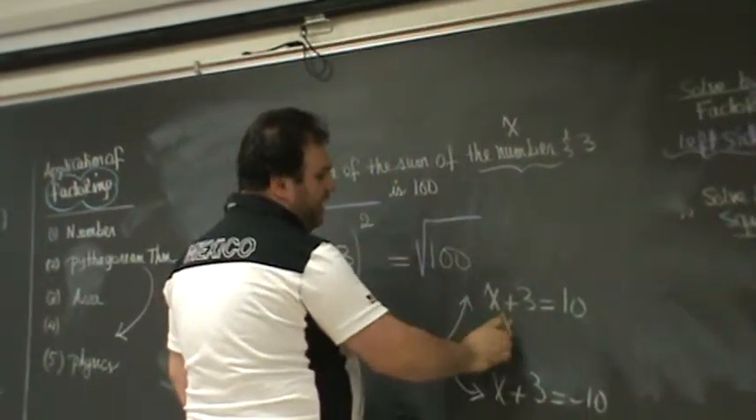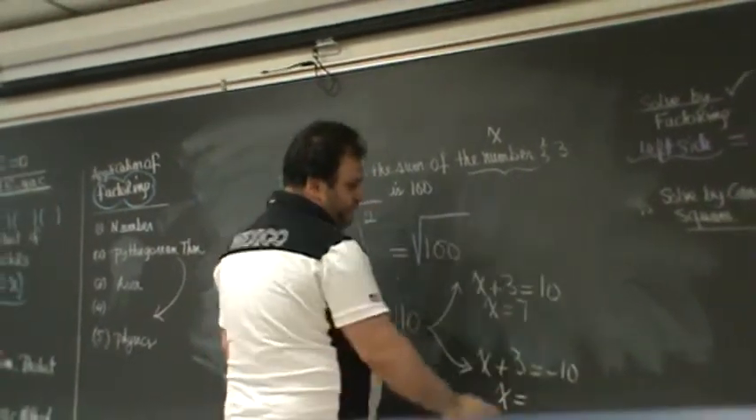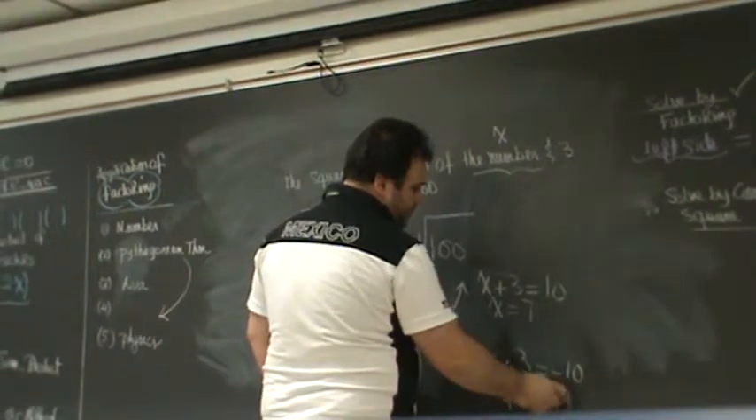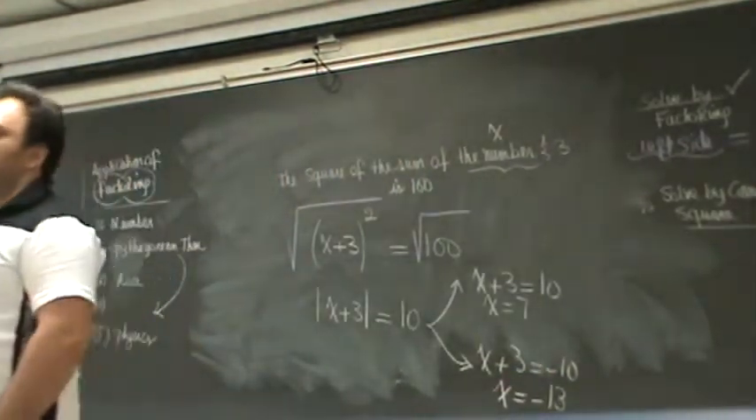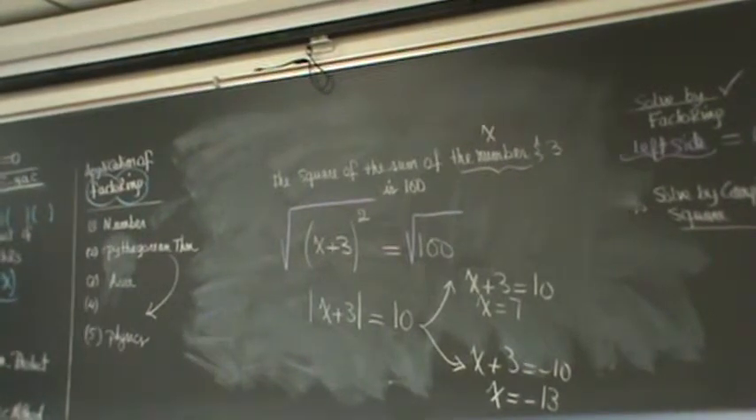Which leads to saying x can be 7, or x can be negative 13. So, we have two possibilities, right?